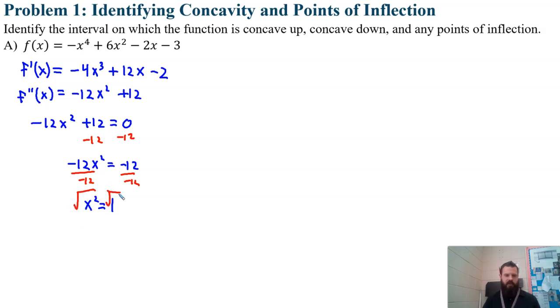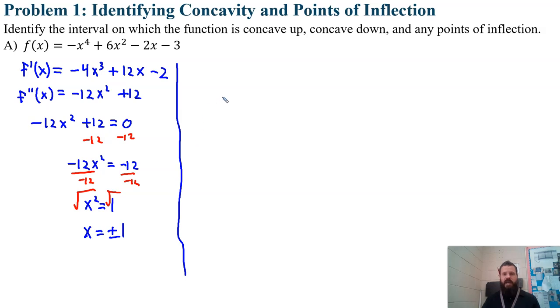And then take a square root, and we end up with x is equal to plus or minus, don't forget that, 1. All right, so that's going to be where my second derivative is equal to 0. Okay, so that's where it's equal to 0. That's where we'll have potential points of inflection, and that's where potentially this graph could flip concavity.